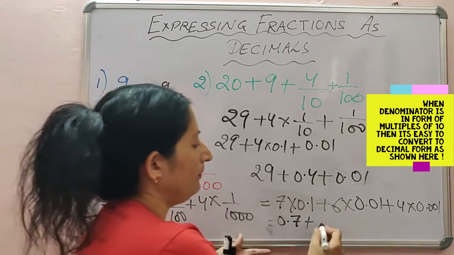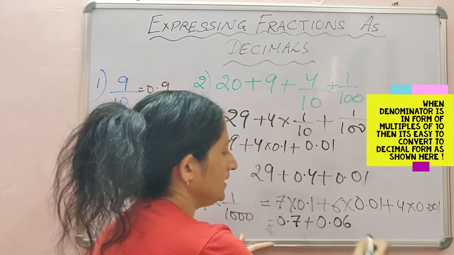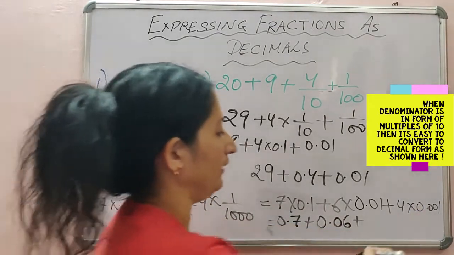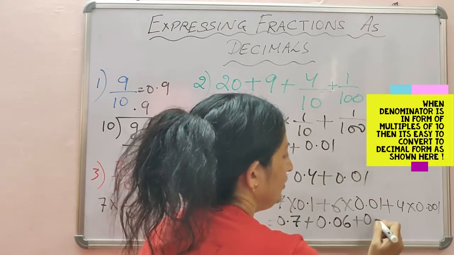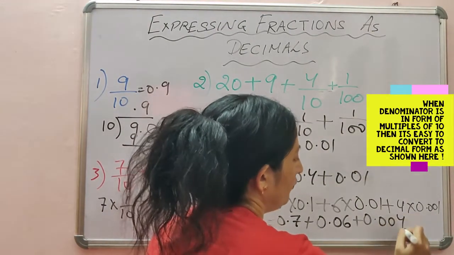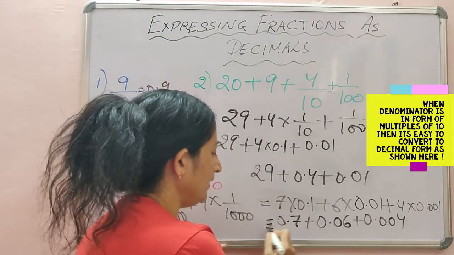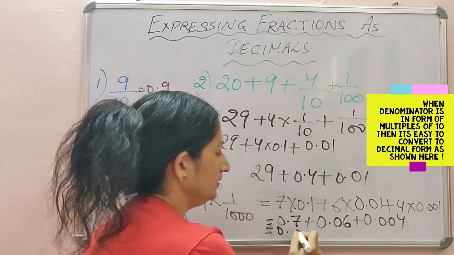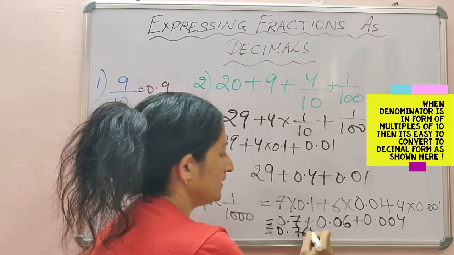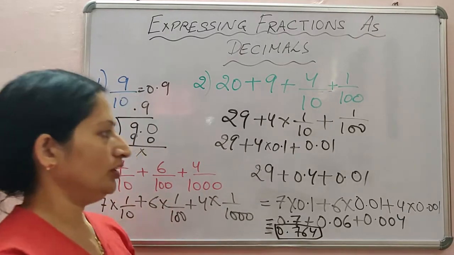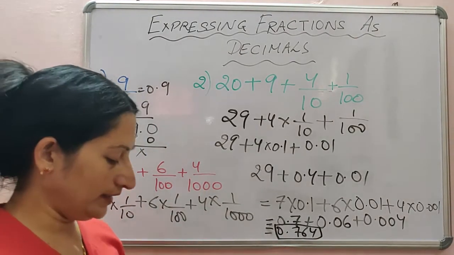So we will get the decimal number: 7 into 0.1 means 0.7, plus 6 into 0.01 becomes 0.06, plus 4 into 0.001 becomes 0.004. Now we will add this up and our answer will be 0.764. This is your answer. So I hope you have understood till here.